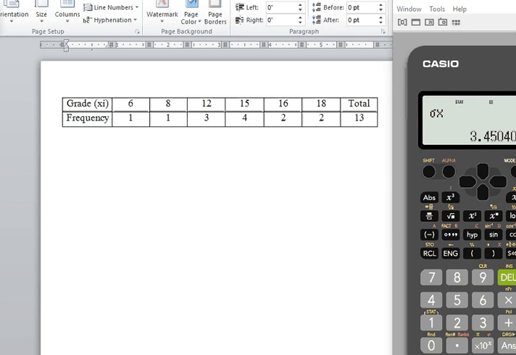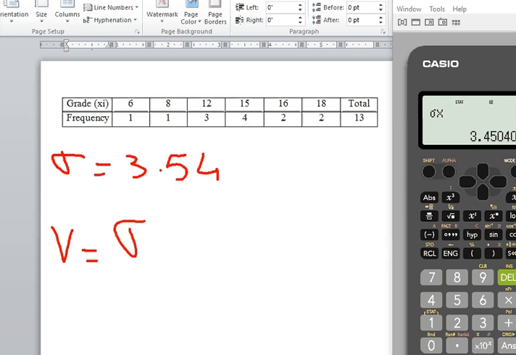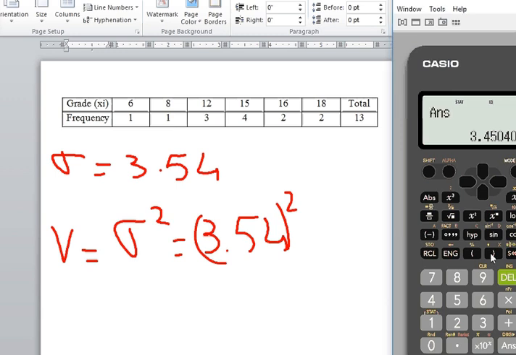Now once you get the standard deviation, here sigma is 3.45, you can find the variance. How can you find the variance? You just square the standard deviation, so you put 3.45 squared, or directly here you square your answer. Okay, you put answer squared, power 2, so equal 11.9.